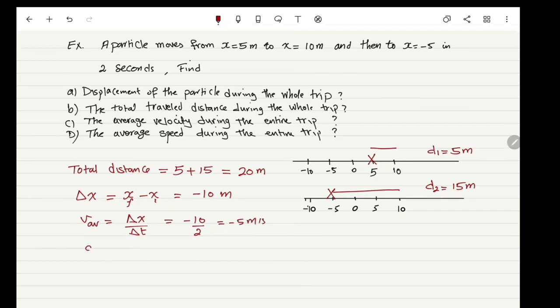And finally, the average speed is equal to the total distance over the time interval. The total distance, as we mentioned here, is 20 meters, and the time is equal to 2, so it's 10 meters per second.